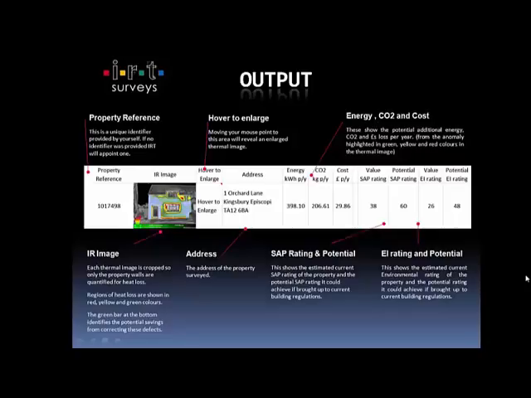Then we estimate the current SAP rating, with those defects on the property, and the potential SAP rating of what we believe that property could achieve if it was brought up to the current building regulations. We also show the environmental impact rating and its potential environmental impact rating. So these values are very, very important for things like EIS and upcoming English regulations for residential stock, where you have to meet a minimum energy performance standard.